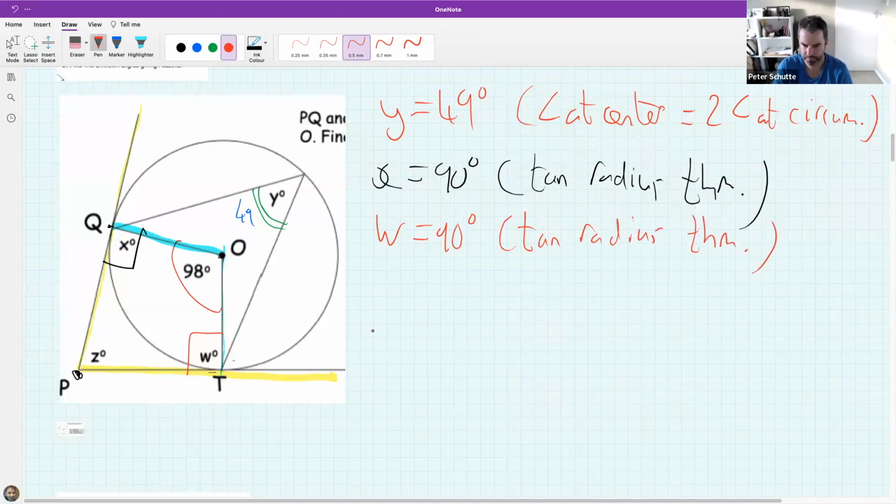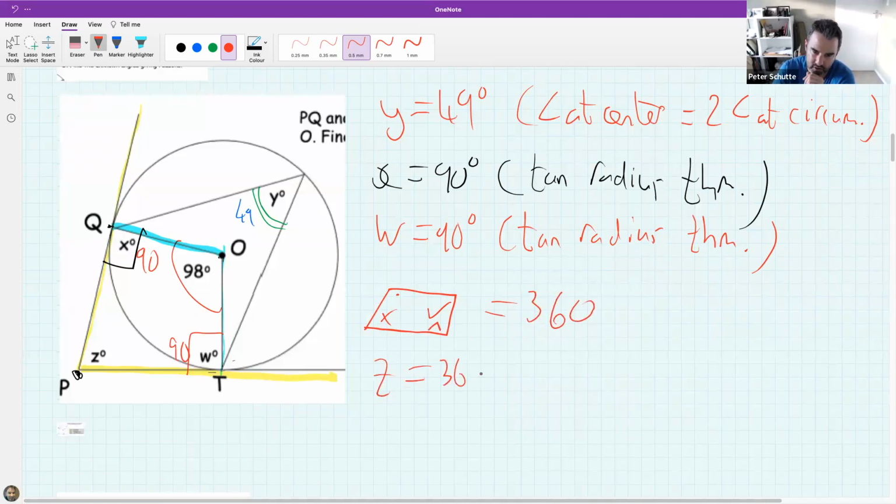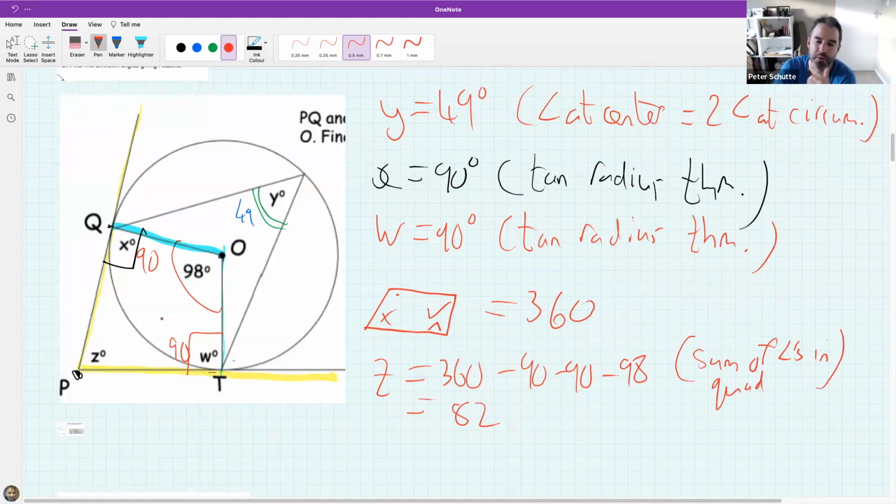Now, the last thing, Ngani agrees and Fatejo agrees. Okay, so we got this is 90. We know that is 90. What do we know? Okay, now I know it's confusing, but this isn't a cyclic quad, but what do we know about any quadrilateral? What does any quadrilateral add up to? Any quadrilateral will always add up to 360. Yes. So we can say Z is 360 minus 90 minus 90 minus 98. And that is going to be sum of angles in a quad. And it is going to end up being 82.